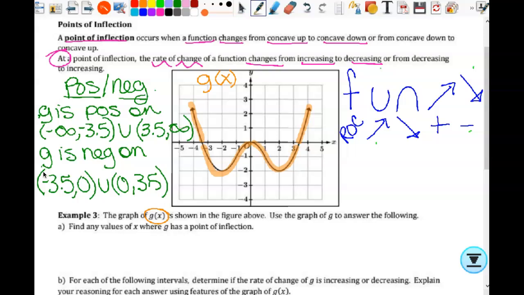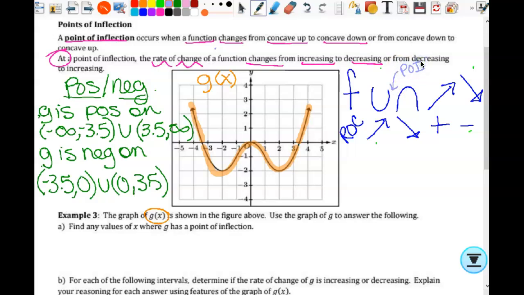All right. Let's look at example 3. It says the graph of g of x is shown in the figure above. We've already labeled it. That's good. We're going to use the graph of g to answer the following. Find any values of x where g has a point of inflection. So a point of inflection occurs when a function changes from concave up to concave down. So that's right here in my little fun chart, right? This is my point of inflection.